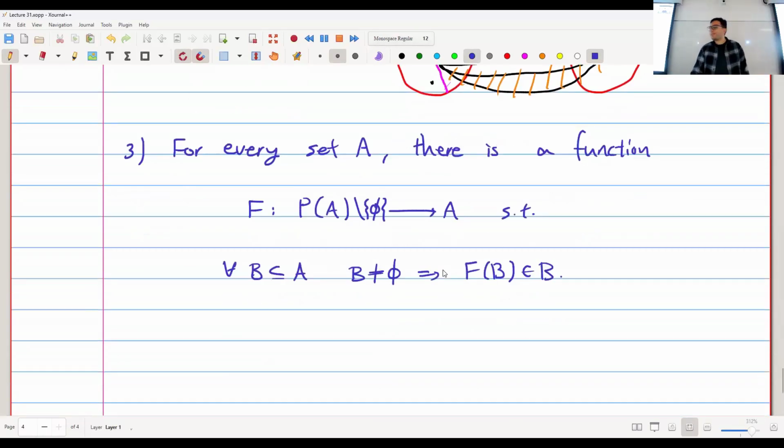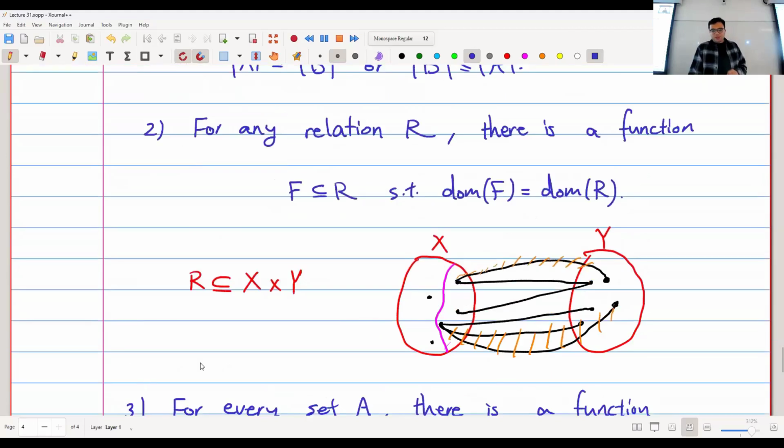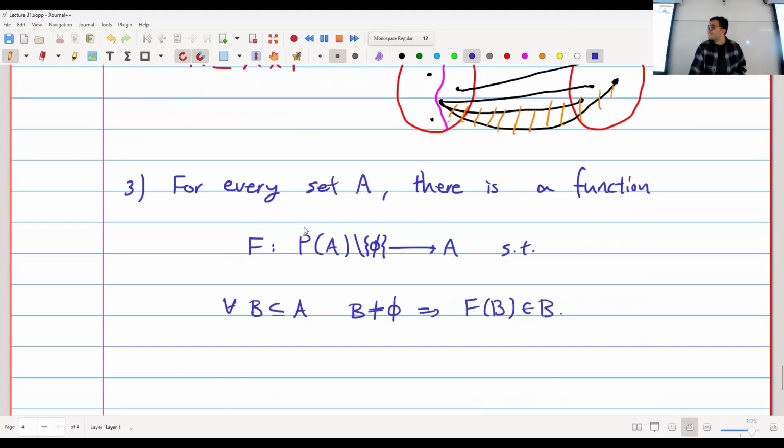Again, this is a very similar kind of situation. I have a set A, and I look at all the non-empty subsets of A. What I'm saying is that I have a way of choosing one element from each of these subsets. There is a function F that chooses one element F of B from every subset B. It's actually quite easy to show that 2 and 3 are equivalent. You can assume one of them and prove the other one.